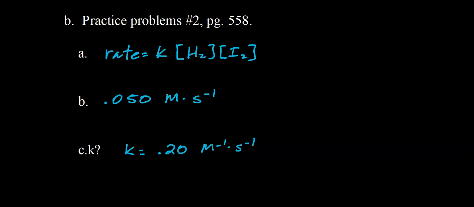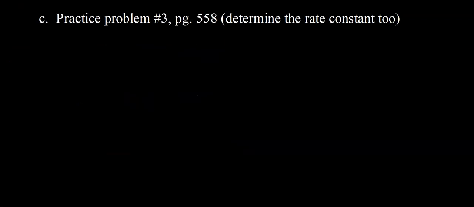Use any of the values from experiments 1, 2, or 3 to find the value of the rate constants. We get 0.20 molar per second. All right, let's try one more. Practice problem number 3. In addition, determine the value of the rate constant as well. Go ahead and pause the video and work on that.